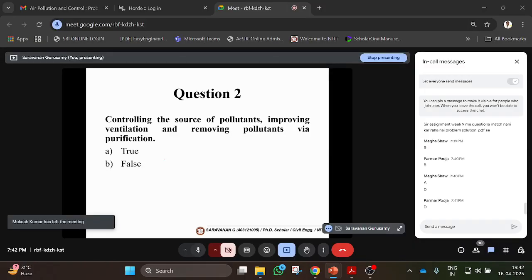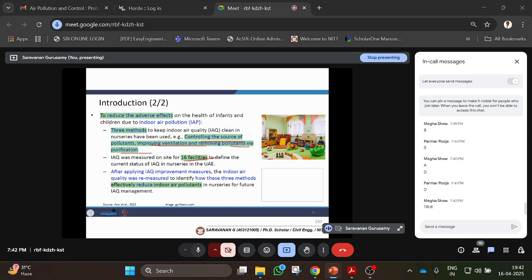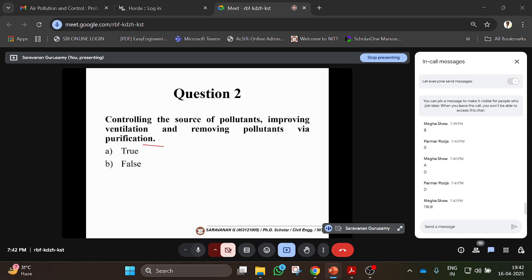This is true or false? Controlling the source of pollutants, improving ventilation, and removing pollution via purification. That's a control. It's true. Okay, it may be incomplete, but it's a method for keeping the indoor quality clean. Yeah, it's true.